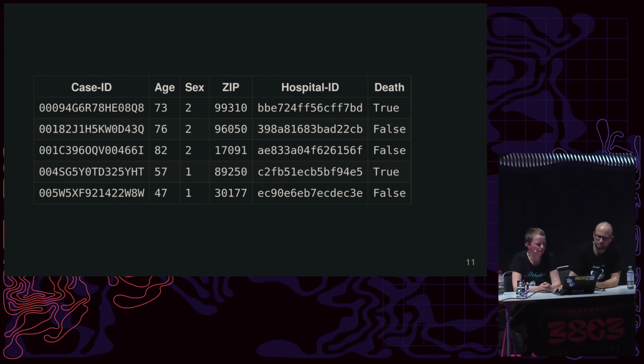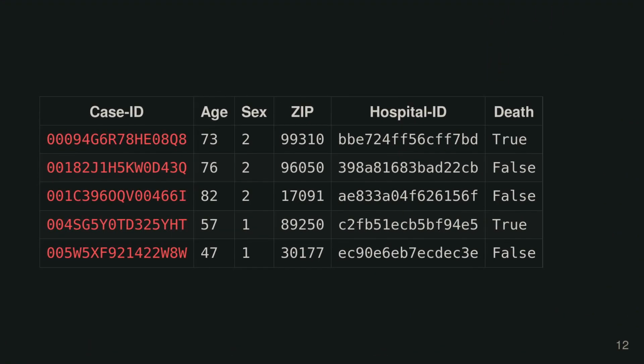The obvious privacy-relevant data would be the case ID, because if you have the case ID and you know other things, you can relate from other data back to the case ID, so you can find out who that was. So the privacy-relevant data is the case ID.